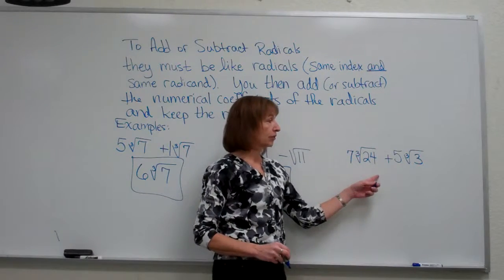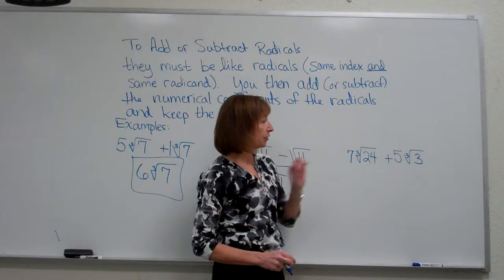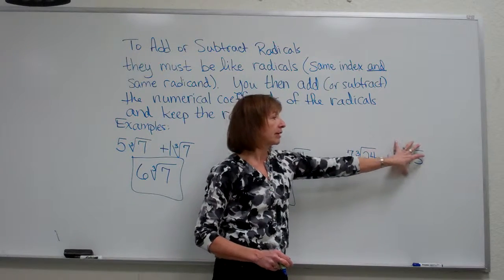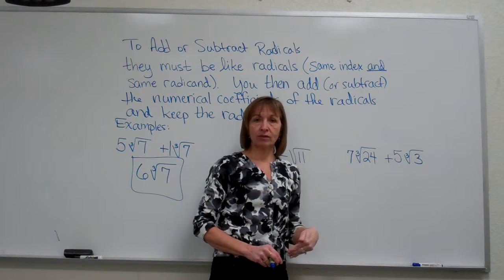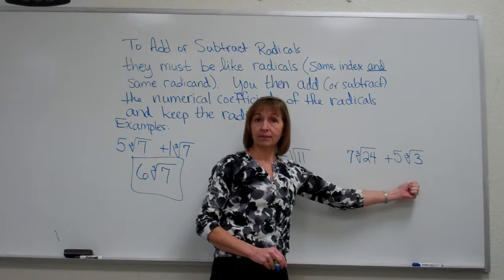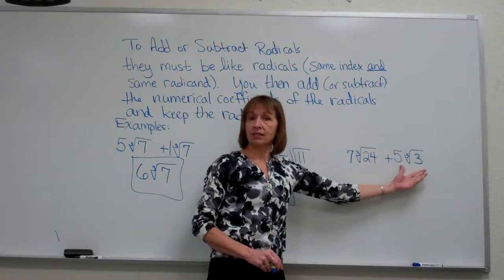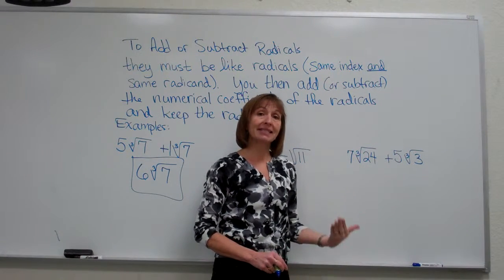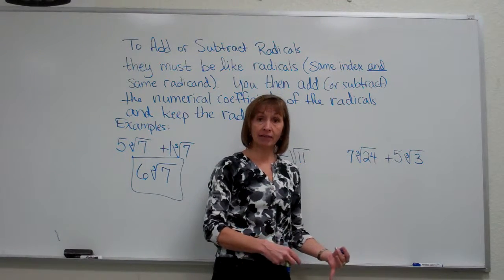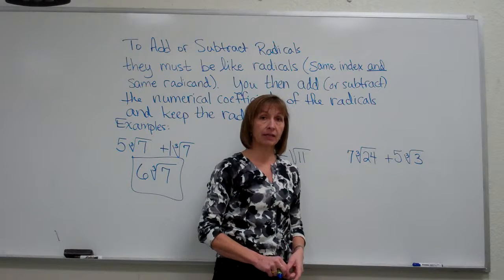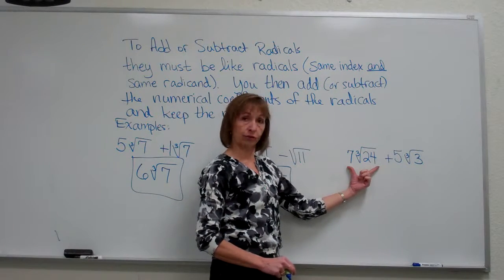Okay, let's look at this third example. Here, at first look, I have 7 times the cubed root of 24 plus 5 times the cubed root of 3. I cannot add these 2 radicals the way they're currently written. Now, my hope is that if either of these terms has a radical that is not simplified, maybe in the simplified form I do have like radicals, and then I would be able to carry on the addition from there. So let's look at our first term.